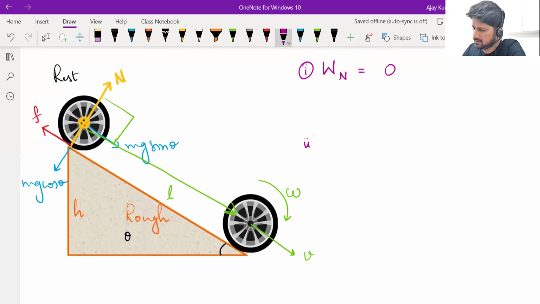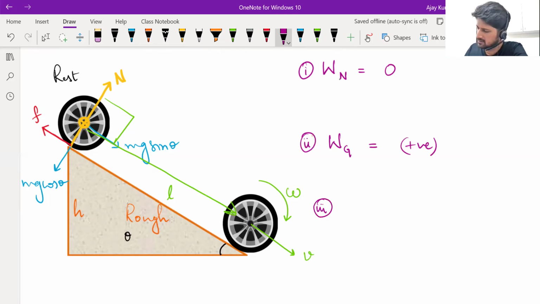Next. Work done by gravity. Anyone? Is it positive, negative, or 0 as the object rolls down? Positive, sir. Okay. This is easy only. If an object descends, work done by gravity will be positive. If an object ascends, work done by gravity will be negative. So here work done by gravity is positive because it is descending.